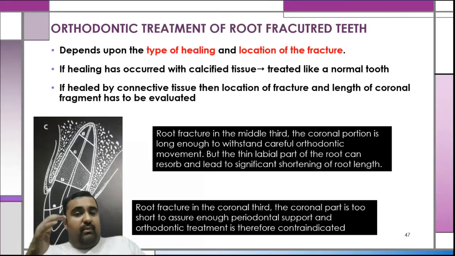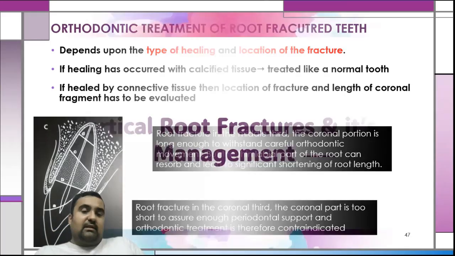With a root fracture in the middle third, the coronal portion is long enough to withstand careful orthodontic movement, but the thin labial part of the root can resorb and lead to significant shortening of root length. With a root fracture in the coronal third, the coronal part is too short to ensure enough periodontal support, and orthodontic treatment is therefore not indicated in such cases.